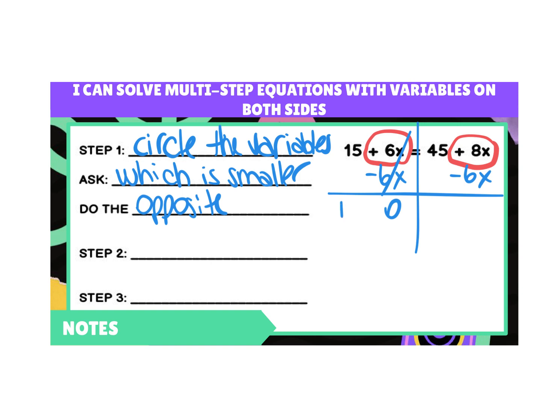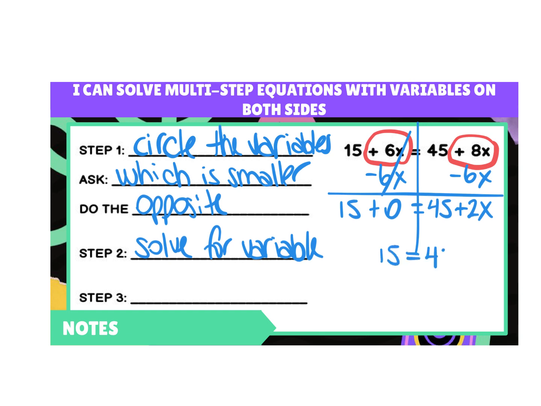So I'm going to write 15. We can write plus 0 or just 0 equals 45. 8x minus 6x gives us positive 2x. Next thing is we're going to solve for the variable. Now notice I'm not switching the sides. I'm going to write 15 equals 45 plus 2x. The equation looks a little bit different. It's backwards and the 45 and the plus 2x are switched.